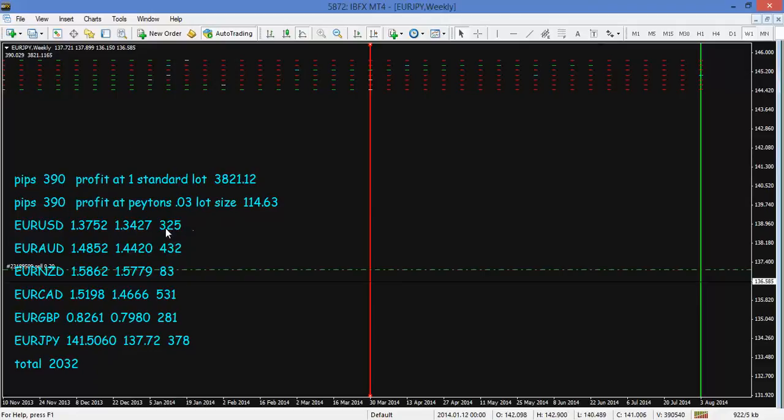See this one right here? This is the beginning price. That's the ending price. This is how many pips you would have made. Beginning price of the Euro AUD, ending price, how many pips you would have made. The one that did the least, the worst, which I'd have thought would have done the best, is the Euro NZD for some reason. It only made 83 pips. Euro CAD, 531. Euro GBP, 281. Heck, it made 281 and it was rising. Euro JPY, 378.